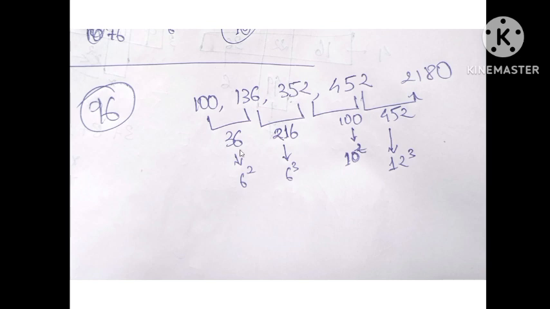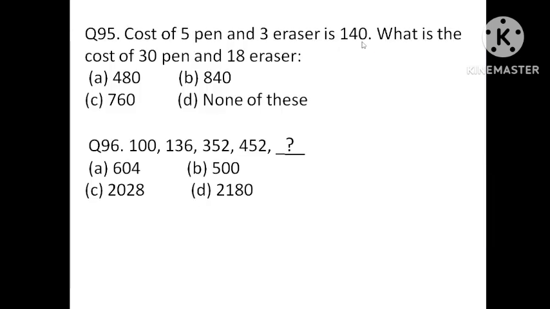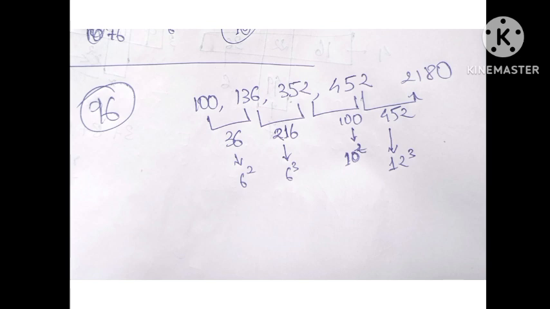Now, what is the pattern we can see here? First square, next cube, again square. So next should be cube again. Square, cube, square, cube. So if you put 10 square here, it will be 1000. So the difference from the 452 to the next number should be 1000. If we take 10, it should be 1452, isn't it? But there is no 1452 here. So try the next number. 10 cube is not the answer. So take 11 cube. If you take 11 cube also, you will not get the answer.